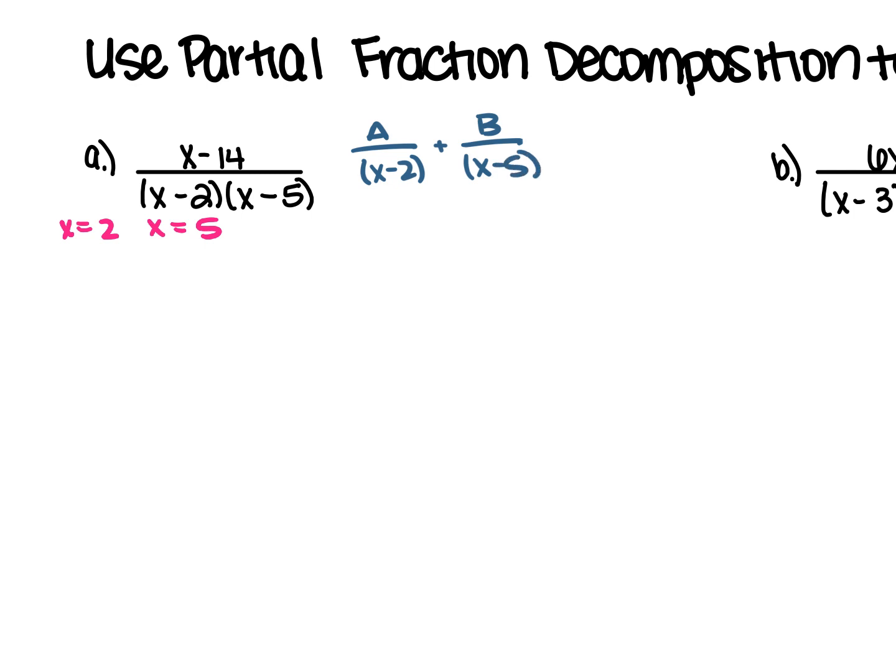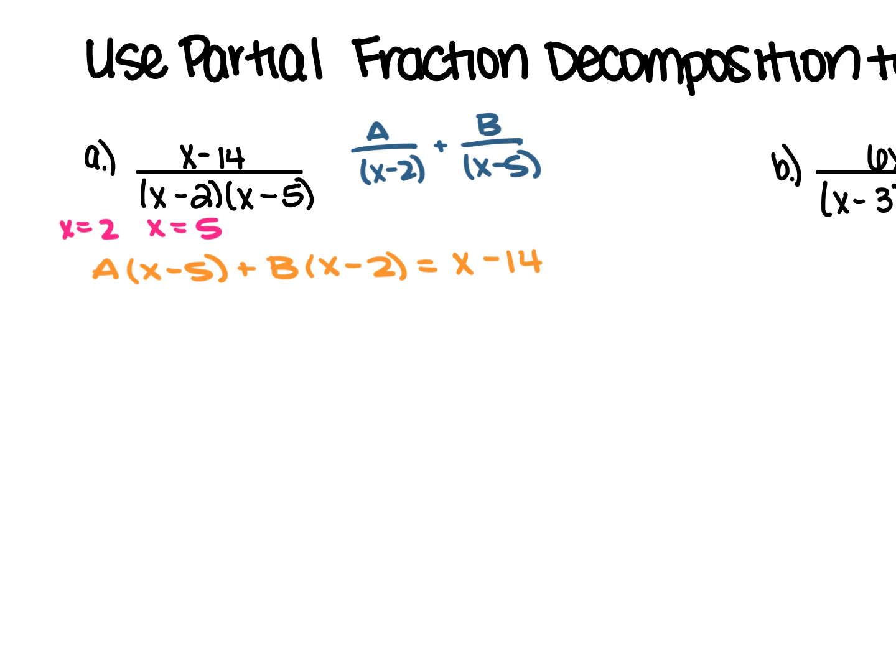If you multiply your a by x minus 5, that's going to give you a times x minus 5. If you multiply the b by x minus 2, that gives you b times x minus 2. We said yesterday that we set that equal to the numerator, which is x minus 14. And now we're going to use what x is equal to, plugging in one at a time to solve for a and b. Once you get what a and b are, plug them into that fraction, a over x minus 2 plus b over x minus 5, and that'll be your answer.